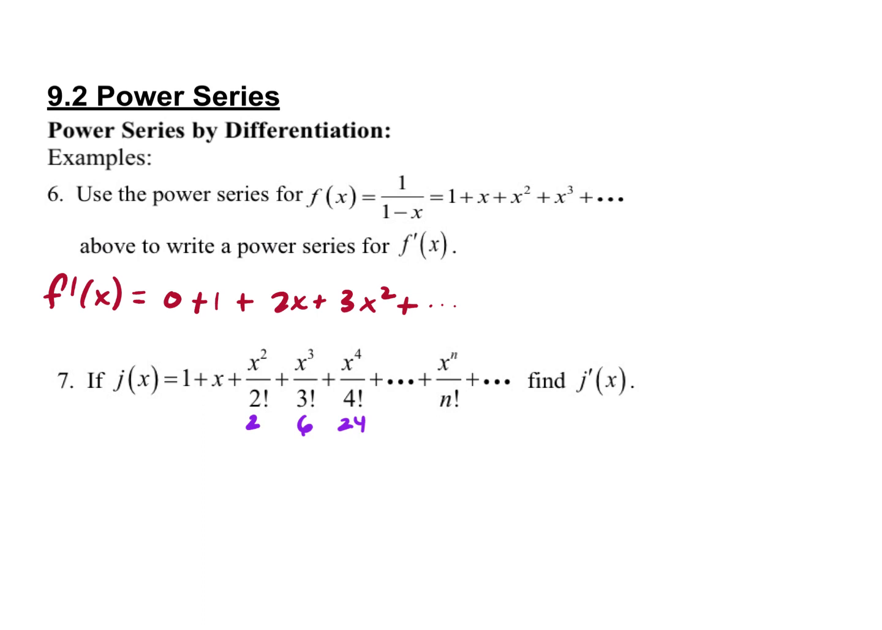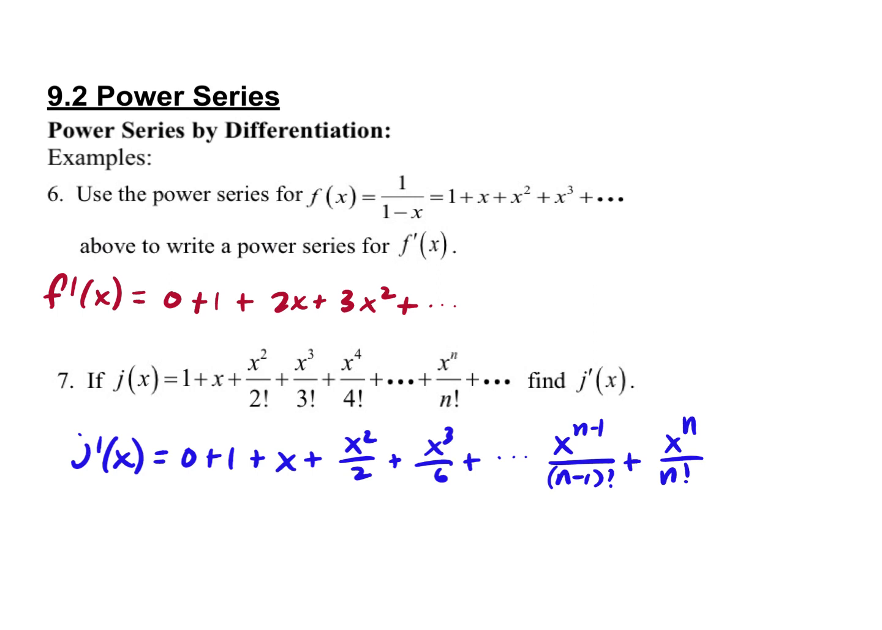When you differentiate it, this 4 comes down and cancels with this 4, which leaves me with 6. This 3 comes down and cancels with this 3, which leaves me with 2. This 2 comes down, cancels with this 2, which leaves me with 1. So what should happen when you differentiate this? This one just gives me 0, this one gives me 1. The 2 cancels, that gives me x.